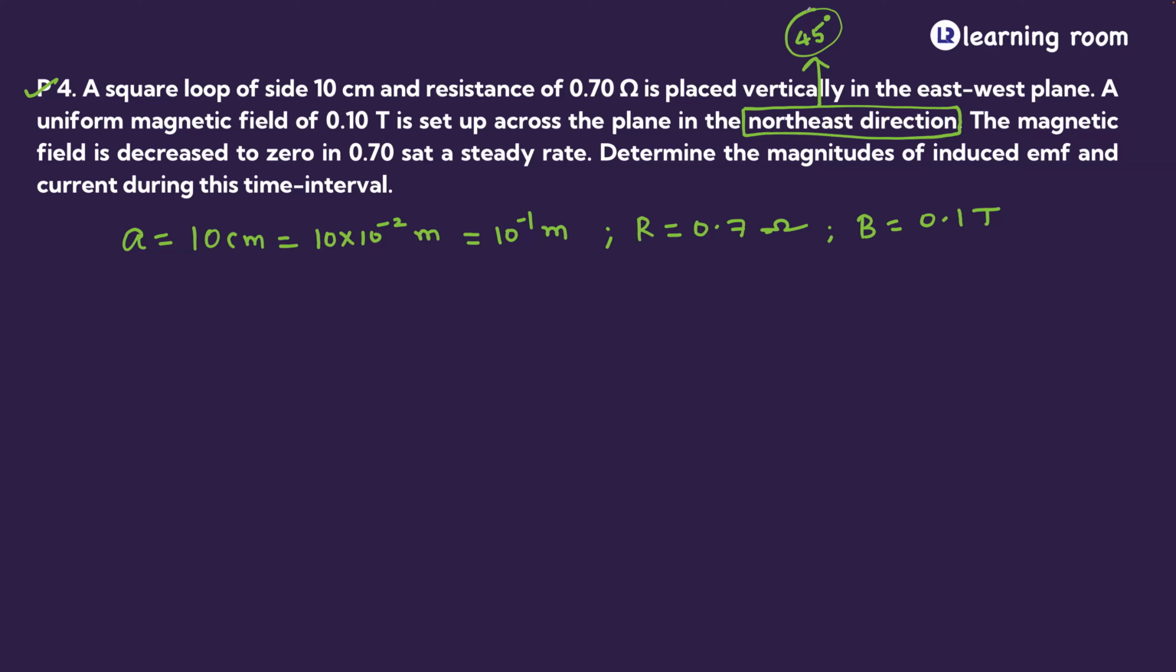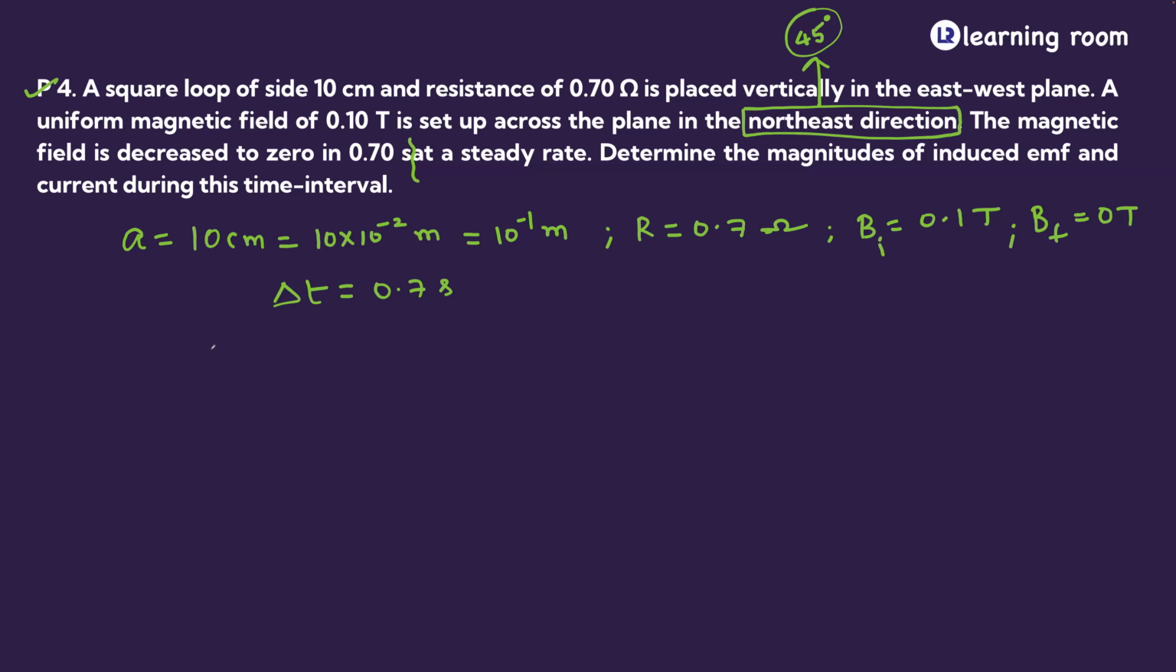Okay. So it is set up across the plane in the northeast direction. The magnetic field is decreased to 0. So initially the magnetic field was 0.1 Tesla. This is B initial. And B final is how much? It is decreased to 0 Tesla. In how much time? In a time of 0.7 seconds at a steady rate. Determine the magnitudes of the induced EMF and current during this time interval.